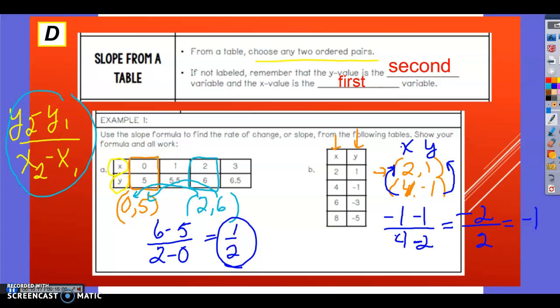If it would help, you could have taken these same 2 points and just kind of written them side by side like we did with the first example. And then you can draw your arrows and your subtraction to help you be consistent. So that is how you find the slope when you're looking at a table. Just be careful of the direction and know that your ordered pairs have x first and y second.